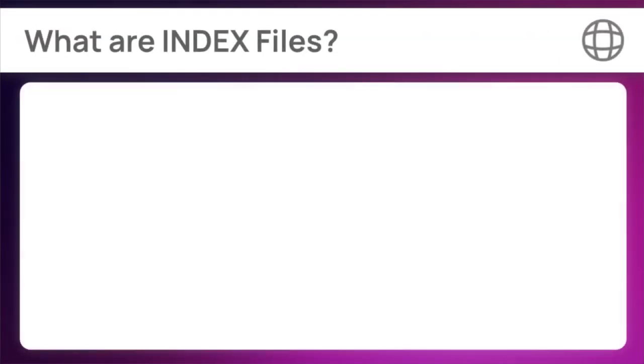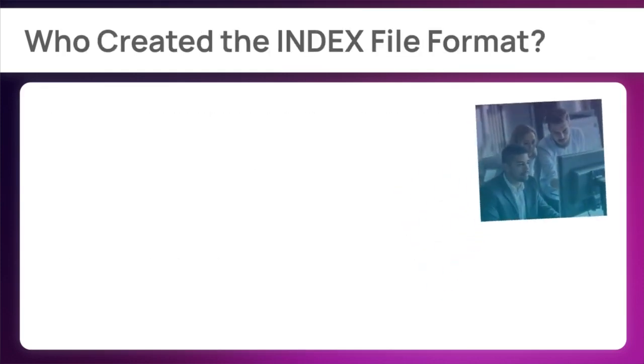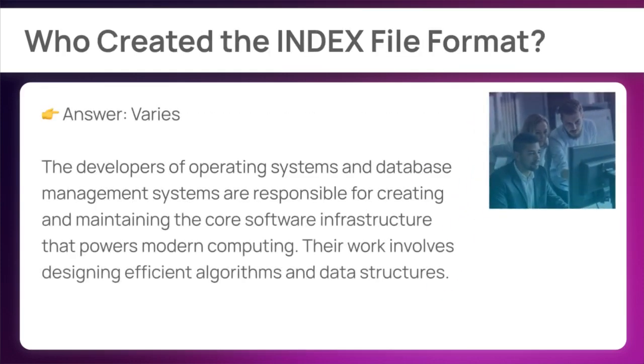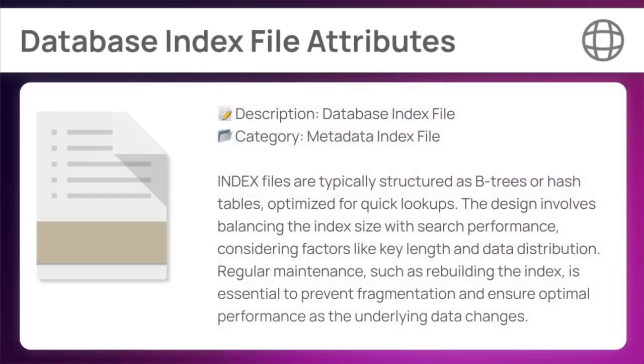An index file serves as a system-level or database index, facilitating rapid data retrieval. It contains pointers to the physical locations of data records, enabling efficient searching and sorting operations. These files are crucial for optimizing performance in database management systems and operating systems, reducing the need for full table scans. Index files are typically structured as B-trees or hash tables, optimized for quick lookups.